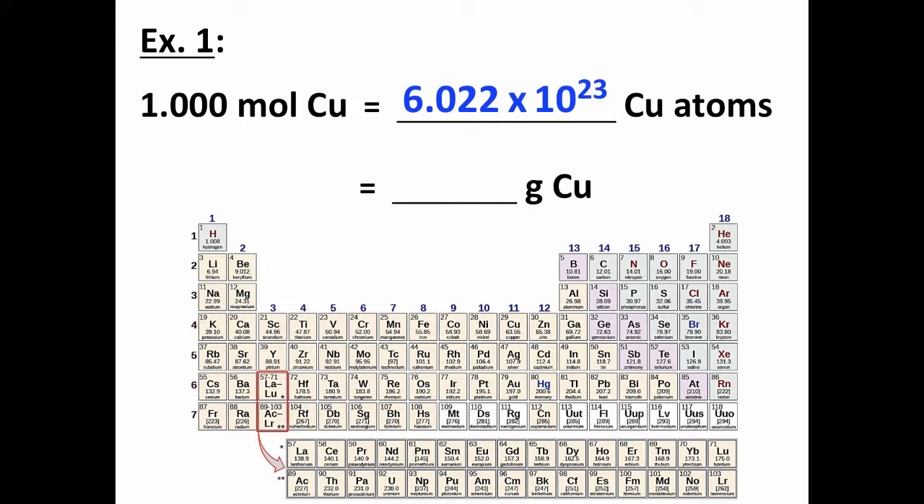And then the periodic table is useful because if you look where copper is on the periodic table and then look at its atomic mass, that is the mass in grams of 1 mole, or 6.022 times 10 to the 23rd, copper atoms. So notice that the 63.55 is the average atomic mass of the naturally occurring isotopes of copper, and in amu it's the average mass of 1 atom, and in grams it's the total mass of a mole of atoms.